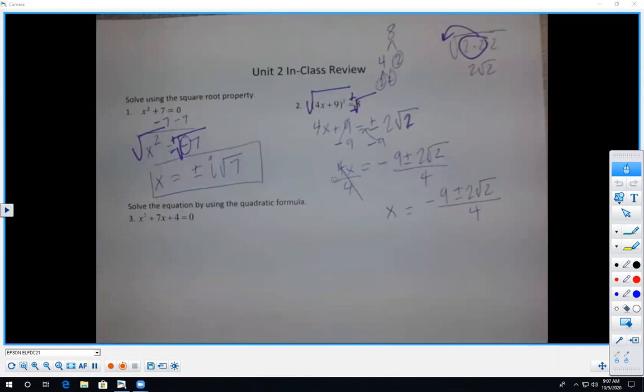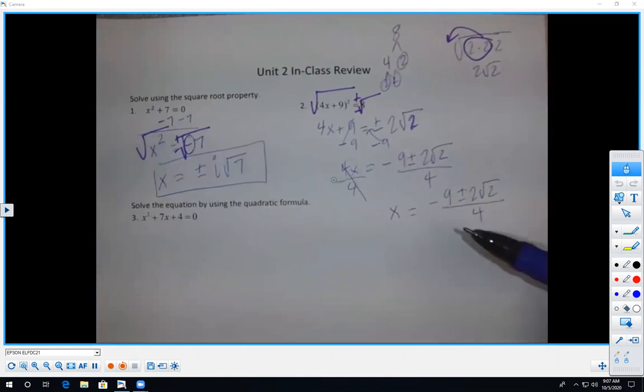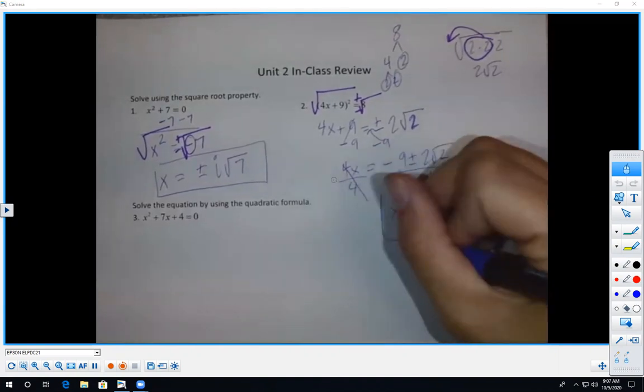And the question, can I simplify that? Remember the 3 outside numbers, 9, 2, and 4, all have to divide by the same number. Do all these divide by the same number? No. So that's my answer.